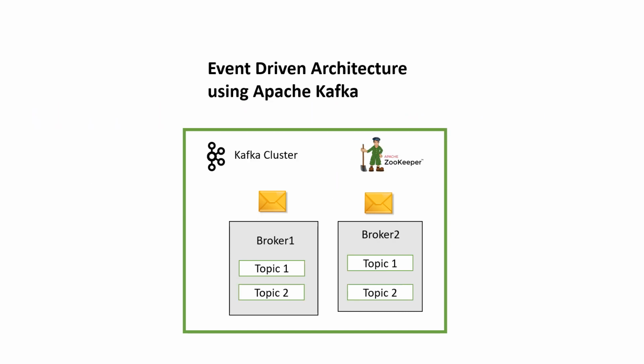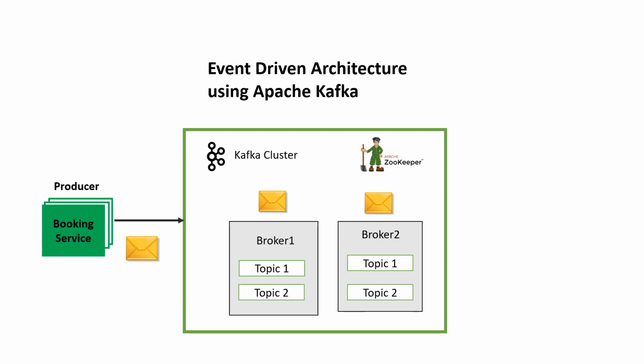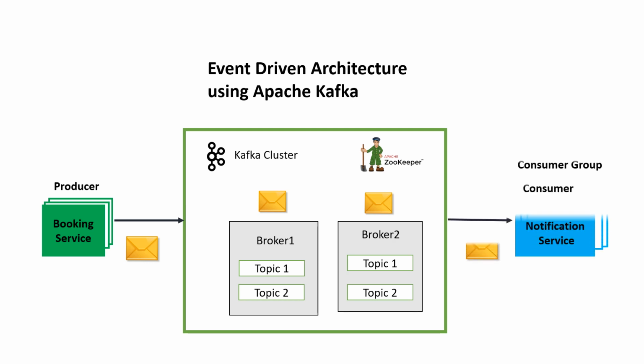To enable this asynchronous communication, we implement event-driven architecture. When we receive a booking request in our booking service and generate a booking reference number, we raise an event. This event, which we call booking created, is treated as a message and placed inside a Kafka broker. In this setup, our booking service acts as a producer of the event message while the notification service acts as a consumer. The notification service consumes the message and processes it accordingly.